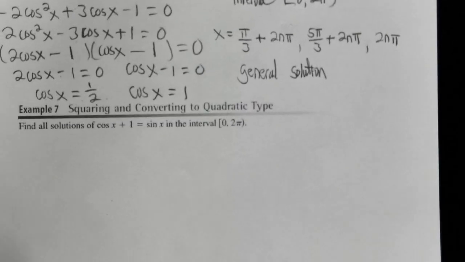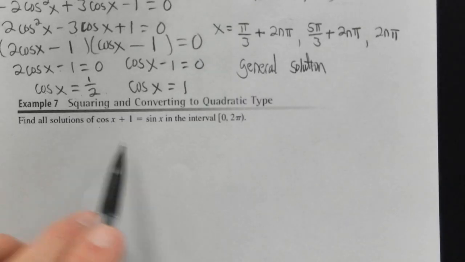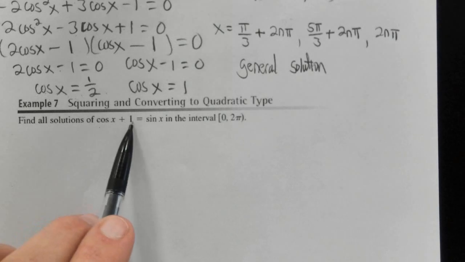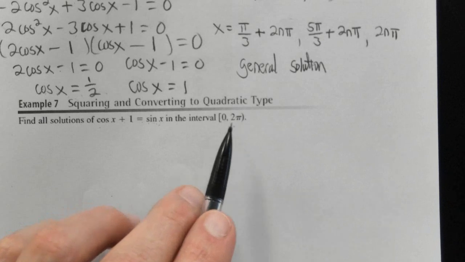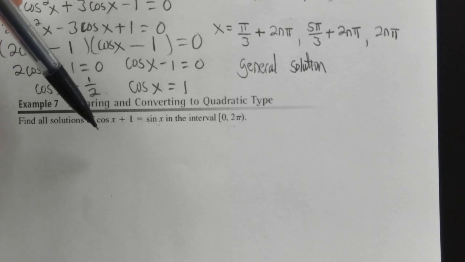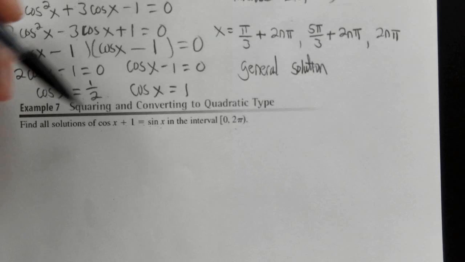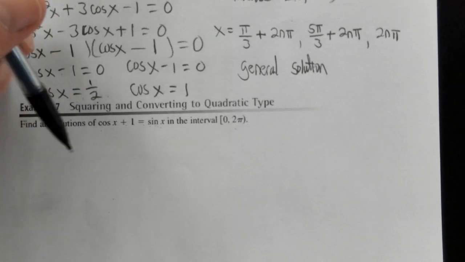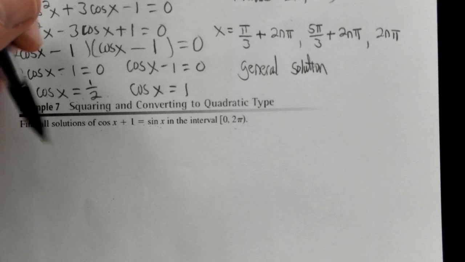Next one. Okay, so in the next one, we're trying to find all of these solutions for cosine of x plus 1 equals the sine of x. Okay, and we're on the interval for the period, which is from 0 to 2 pi. All right, so now on this one, we want to start off with the same strategy. We want to try to either get both of these to be cosines, or we want to try to get both of these to be sines.